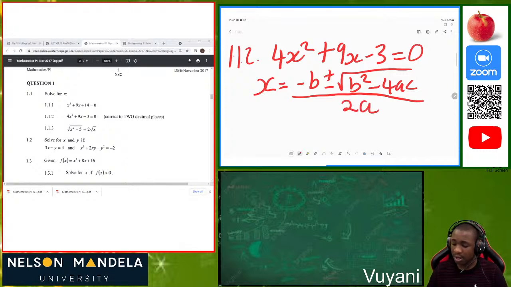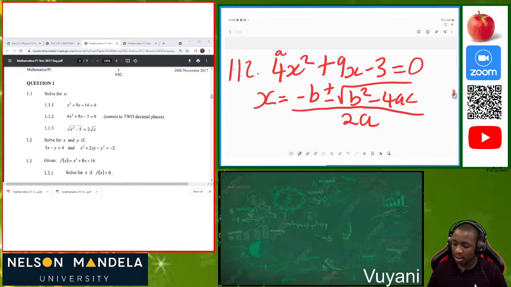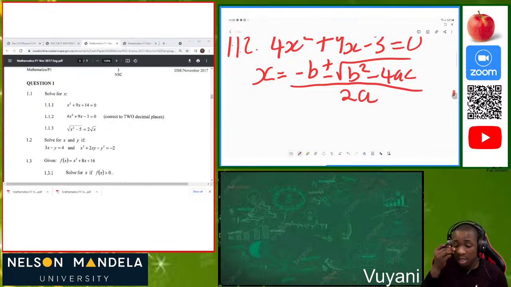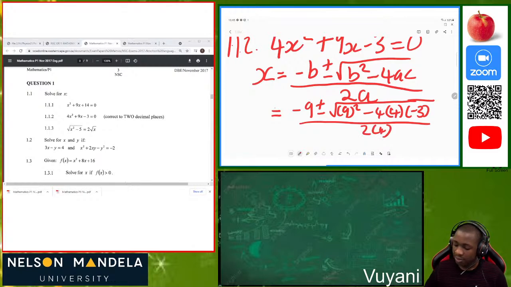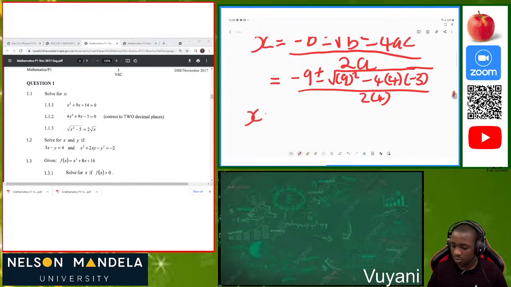We know that this is our a, this is our b, and this is our c. Then we just go to the equation which we have, then we substitute there. So we're going to have negative 9 plus or minus square root of 9 squared minus 4, our a is 4, our c is negative 3, all divided by 2 times 4. Then always just use your calculator. It's always the case, use your calculator.